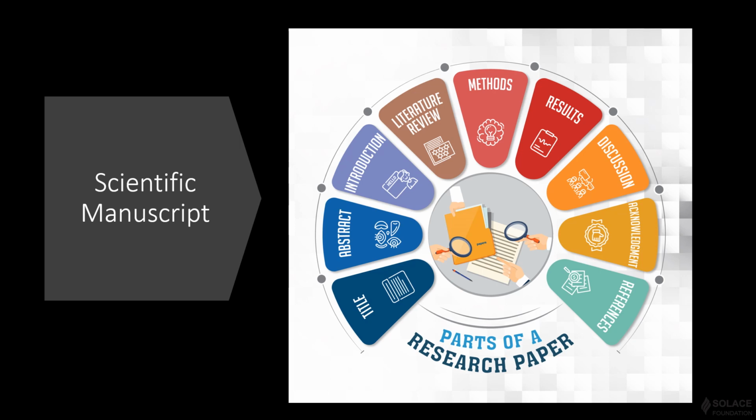So basically, these are some of the parts of your research paper. You obviously would have to have a title, an abstract, an introduction, a literature review, that may or may not be an entire section on its own based on the type of manuscript you're writing, the methods, the results, the discussion, acknowledgement, and references. And we'll look at each of these different sections in detail.